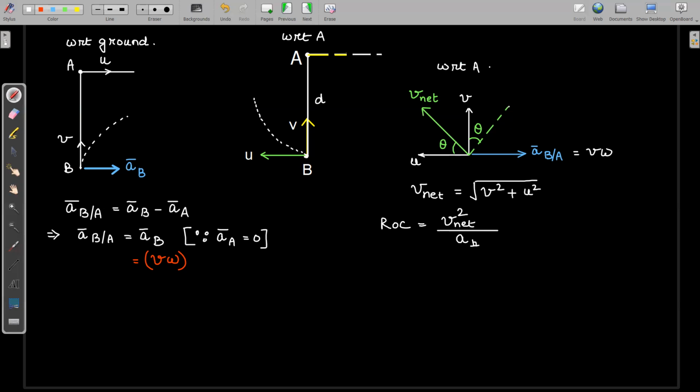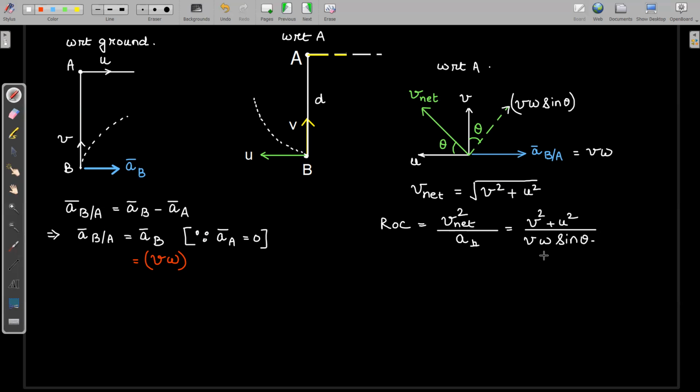So the component of acceleration perpendicular to net velocity, I can write this as v omega times sin theta, right? So this will be the acceleration perpendicular to the net velocity with respect to point A. So the radius of curvature can be written as net speed squared, which is v square plus u square, divided by the perpendicular component of acceleration, which will be v into omega times sin theta, right?